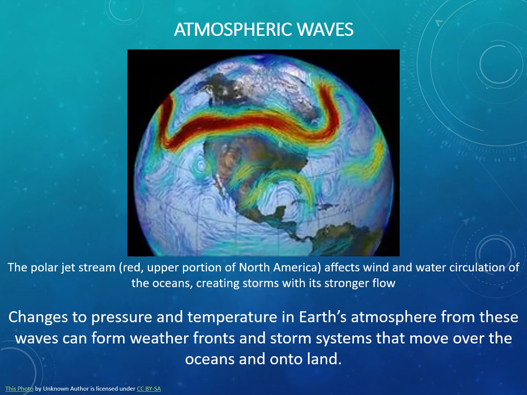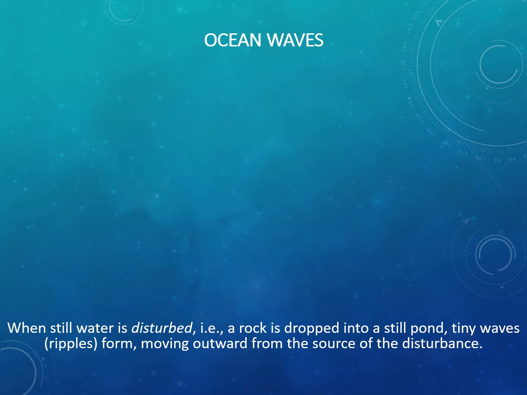So again, note that it's got that distinctive curvature, right? It's got the distinctive curvature to that motion. And that's what happens with our ocean waves. So ocean waves are formed due to a disturbance in the surface of the ocean.